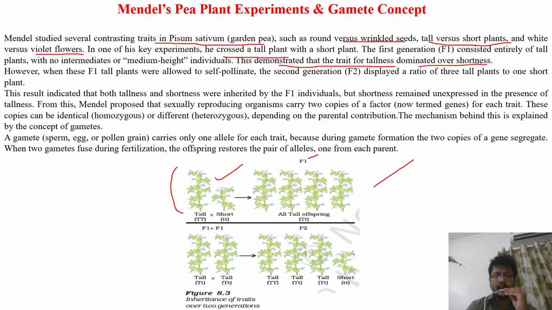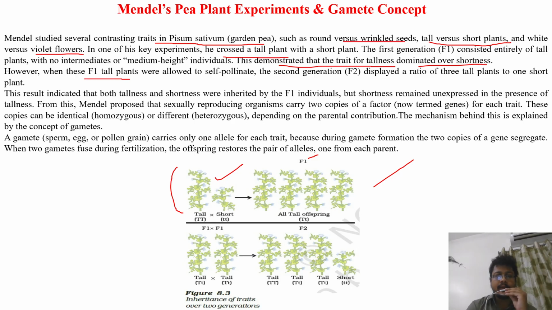So if there are two alleles, tallness is represented by capital T and shortness is represented by small t, then the offspring will be capital T, small t. And here, as capital T is the dominant allele which represents tallness, the tallness trait is dominant over shortness.